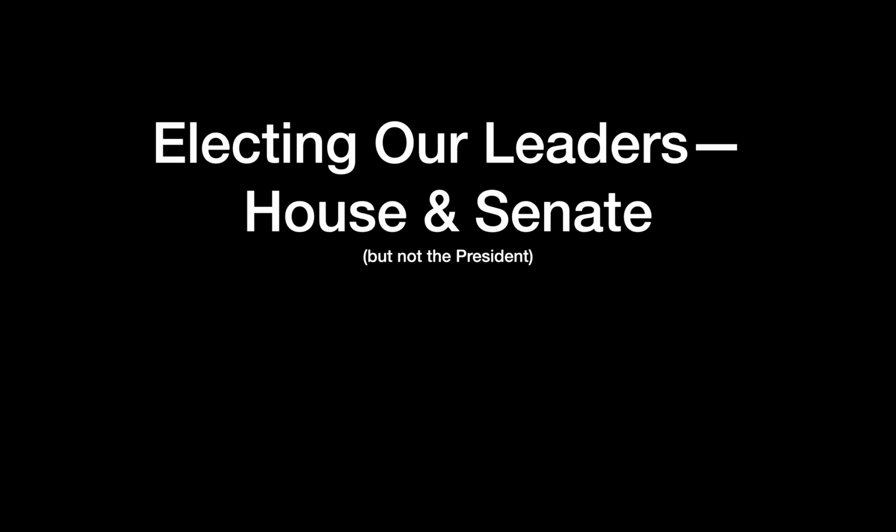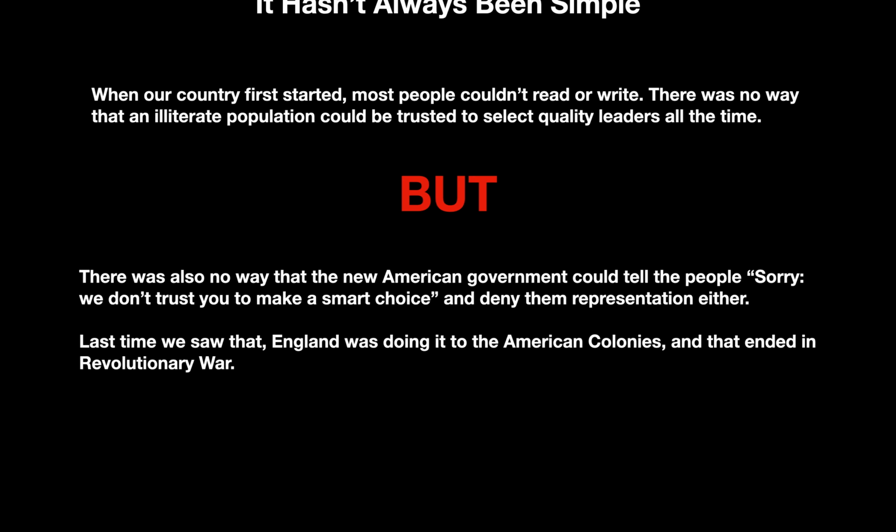So let's go on to some more new stuff as far as how we elect our House and Senate members. It's not always been simple. When the country started, as I've been alluding to throughout this entire presentation, most people couldn't read or write. There was no way we're going to give the illiterate population the power to elect both the House and Senate. We knew that because we just couldn't trust them to elect the people who were going to be good leaders. The illiterate population would need to be given some trust because if you didn't give them any vote, they'd rebel. But we couldn't give them the full vote.